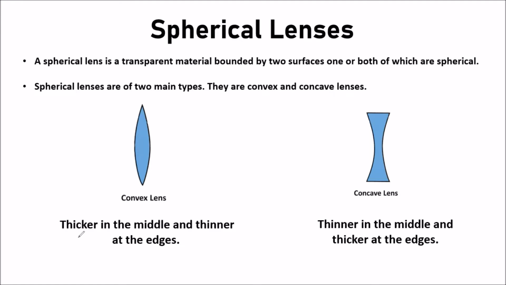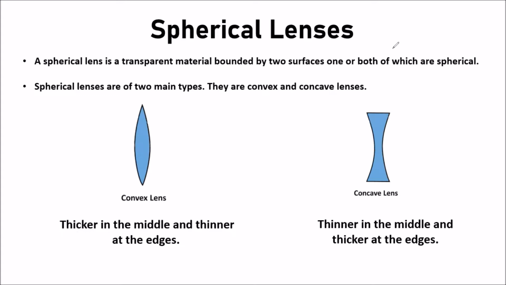So basically, convex lenses are thicker in the center and thinner at the edges. You can see thicker in the center and thinner at the edges. Similarly, when we talk about concave lens, they are thinner in the center and thicker at the edges.